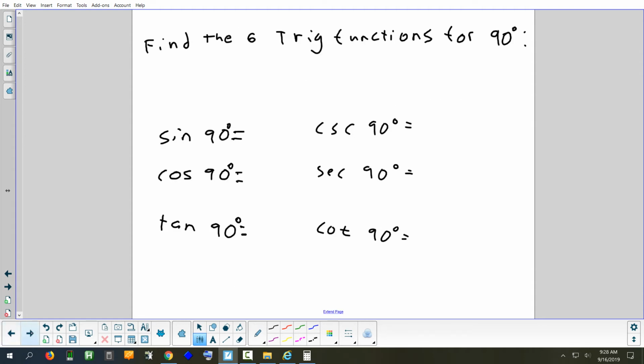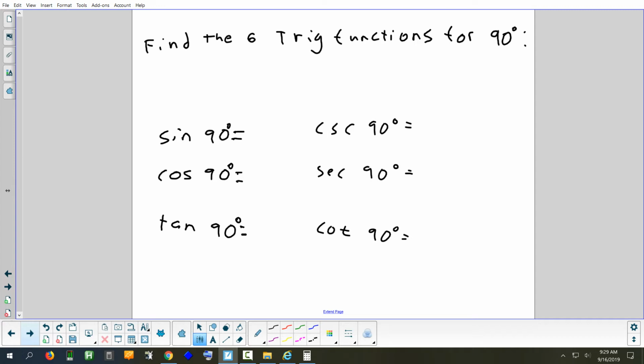Alright, let's do this one. Find the 6 trig functions for 90 degrees. What's different about this problem? Yeah. It's in degrees, so you have to find the coordinates. Right. It's at an angle. Yep, the fact that they've given me the angle, that's not really directly helpful. I need the coordinate for that. So now we have to figure that out first, and then we can do all this stuff.